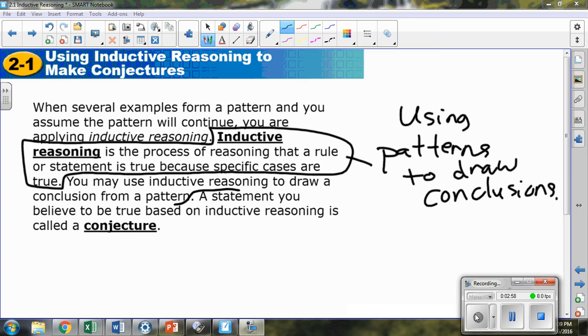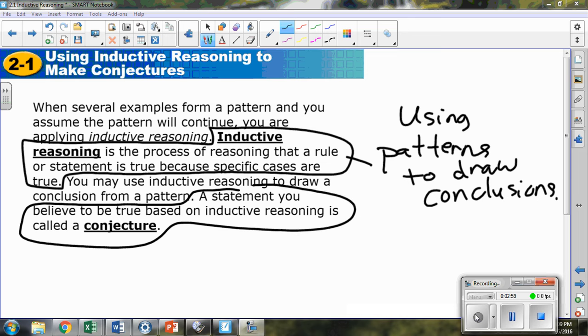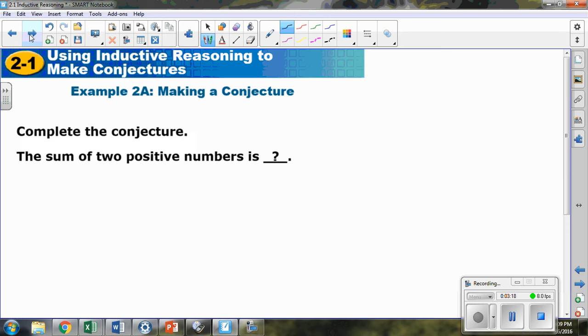The statement that we say, I think is true, that's a conjecture. A conjecture is really nothing more than a guess at what you think is true. I think this thing is true based on this pattern. You see how it's tying to what we were doing before? Yeah. Well, make a conjecture.